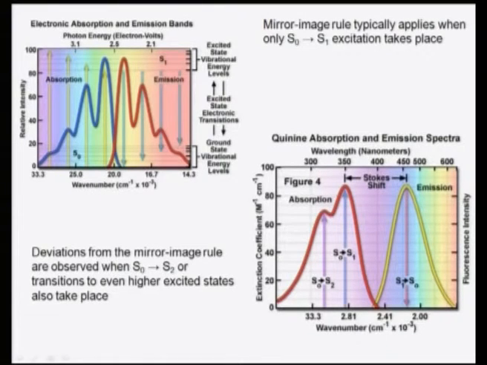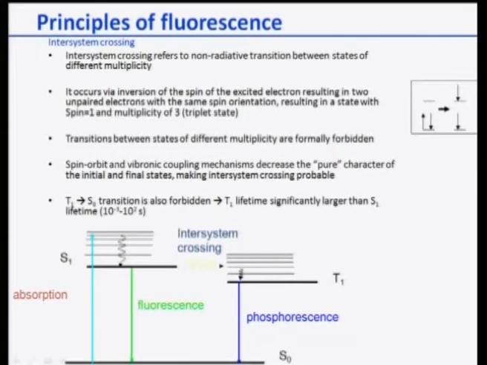Again, to show you how the mirror image principle can be applied, the mirror image rule typically applies when there is an S0 to S1 transition taking place. This is the excitation and this is the emission, absorption and emission, similarly here also. Deviation from the mirror image rule can also be observed, very rarely actually, when S0 to S2 or a transition to even higher excited states takes place. This is one such case shown here, but normally we see this kind of picture in most cases.